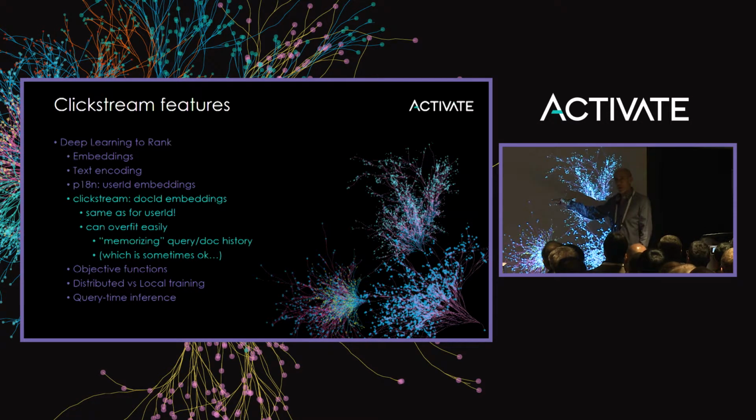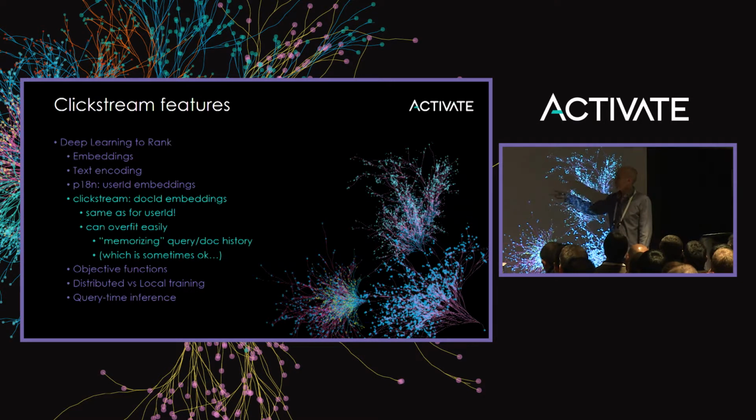Clickstream is actually the same sort of thing. We can just take the doc ID embeddings from personalization or the query. So you look at query document counts of clicks that you got, and make a doc ID embedding for each of those clicks. You can do it the same way as you did for user IDs.